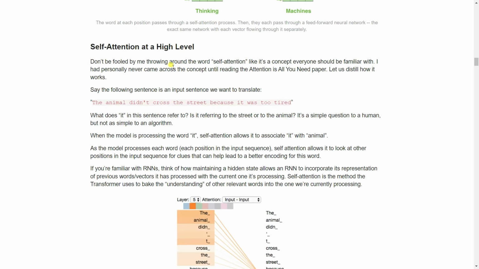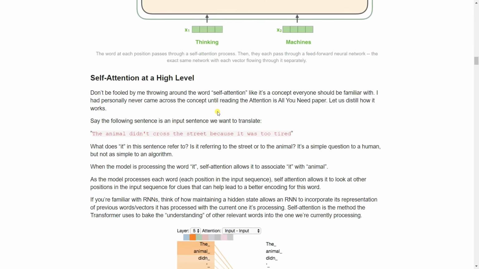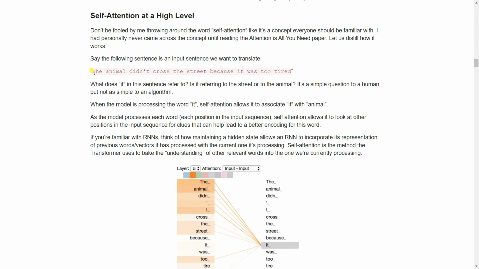Now we see the attention at a high level. We were discussing the architecture of the encoder and the decoder. Now we're going to see what self-attention actually is and why it plays a very important role in transformers. तो देखो एक बात, यहाँ पर एक sentence है. The animal did not cross the street. Again, the animal did not cross the street because it was so tired. यहाँ पर बोला है animal did not cross, वो street को cross नहीं किया because वो थका हुआ है, right? तो इसलिए वो cross नहीं किया.